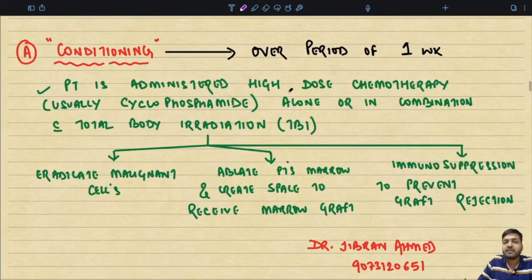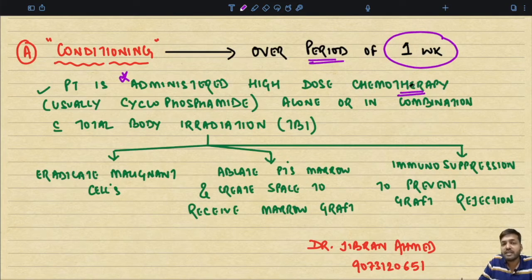So, the first step, as we can see, is conditioning. The conditioning process is carried over a period of around 1 week. The patient is administered a high dose of chemotherapy, usually cyclophosphamide alone or in combination with total body irradiation. So what is happening here is that we are administering high dose chemotherapy, or we are giving total body irradiation, or we are giving both, and this is being given to the recipient.